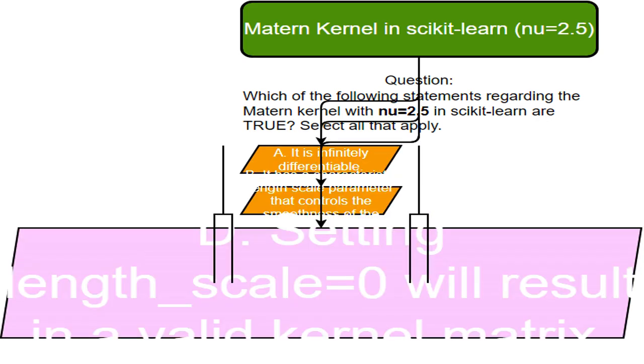This statement is false. Setting the length scale to 0 creates problems because the resulting kernel matrix will be singular, making the calculations unreliable. Imagine trying to build a house with a completely missing support beam. The whole thing would collapse, right?